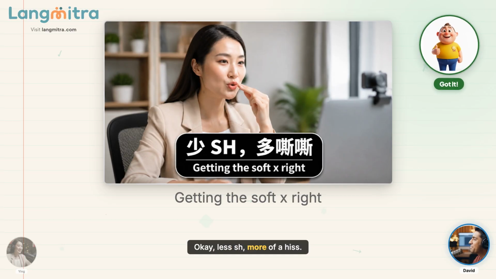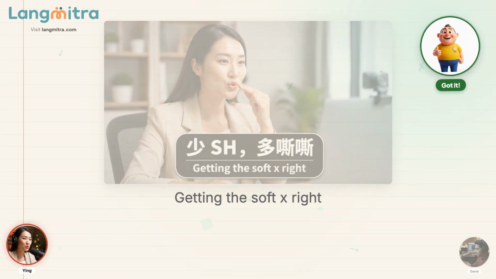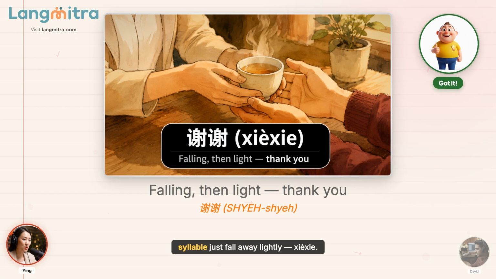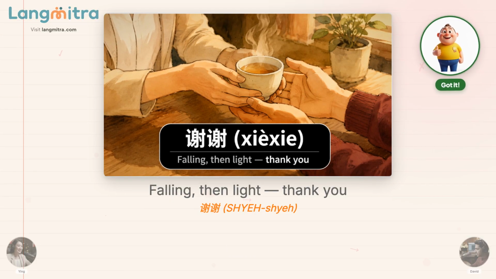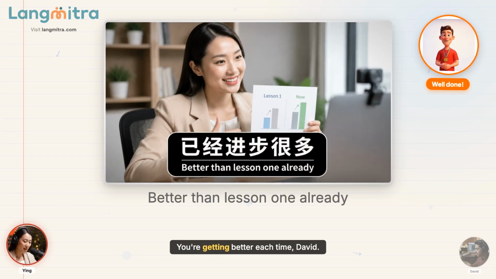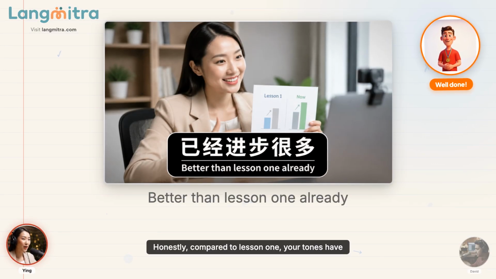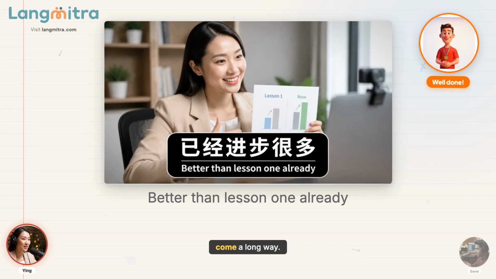Okay, less "sh," more of a hiss. That's it. Now the whole word, and let the second syllable just fall away lightly. Xiexie. You're getting better each time, David. Honestly, compared to lesson 1, your tones have come a long way.